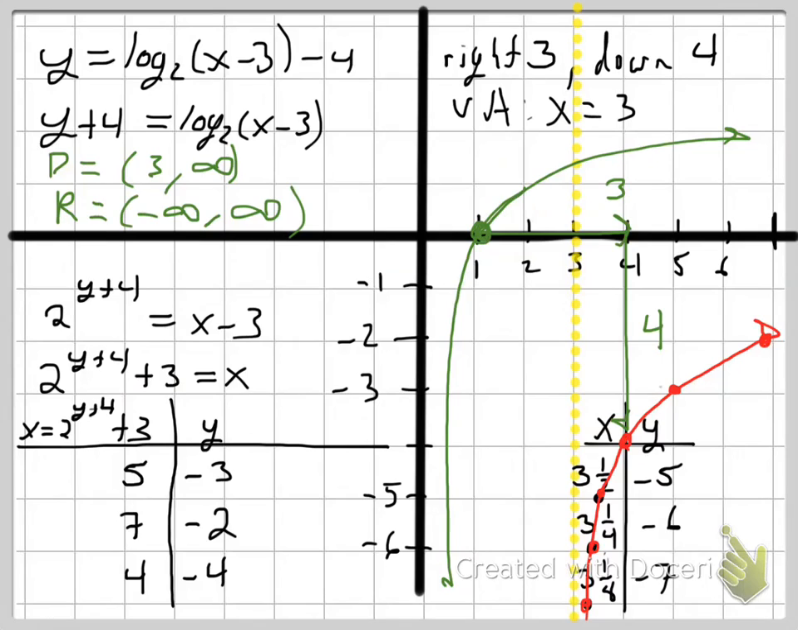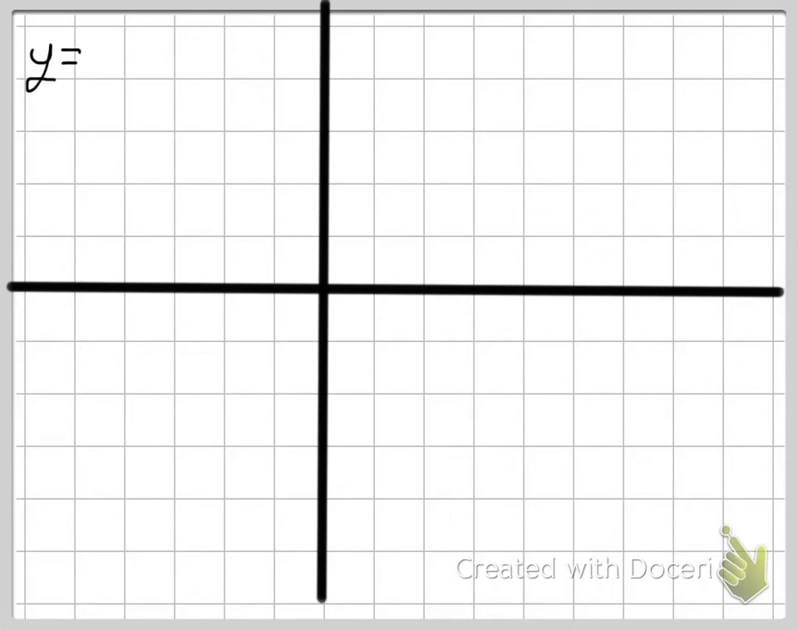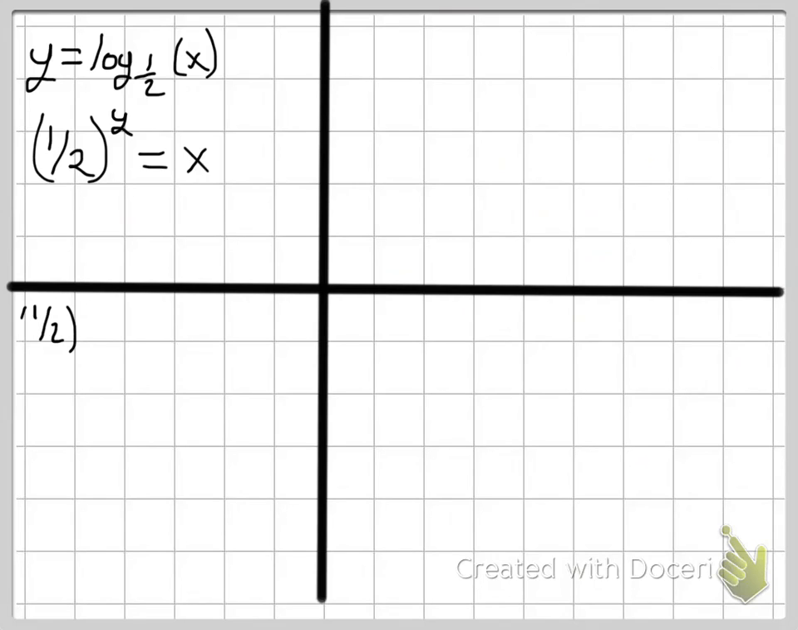You can move it left or right, up or down, reflect it, that kind of stuff. And what we've done so far is just with bases that are 2. You might do bases of 3 and 10 and that kind of stuff, but let's look at a base that is a fraction, like maybe a half. So same procedure. We'll put it into exponential form. So the base is 1/2, the exponent is y, and that's equal to x. And then we'll make our table.